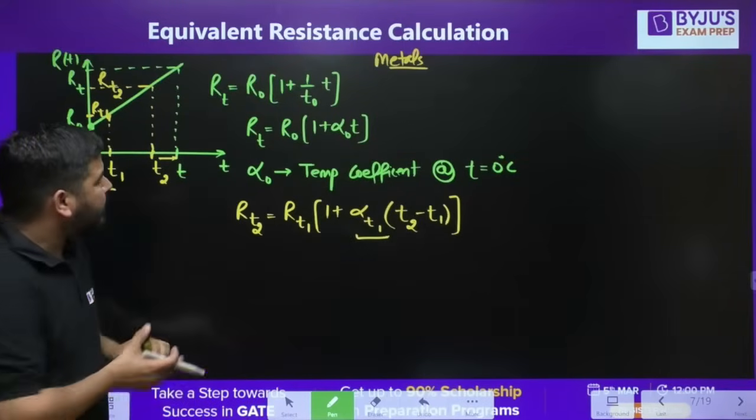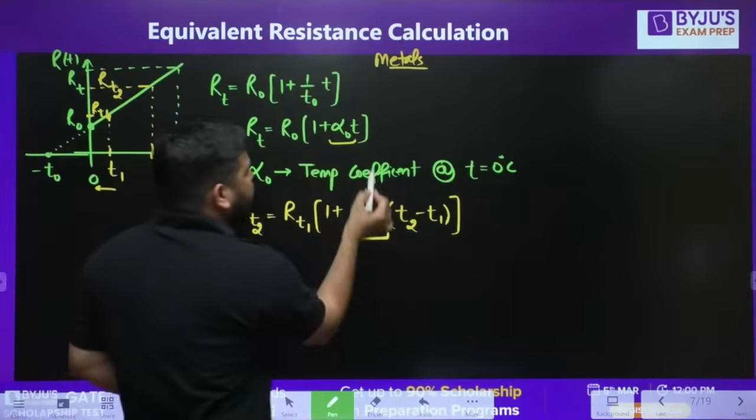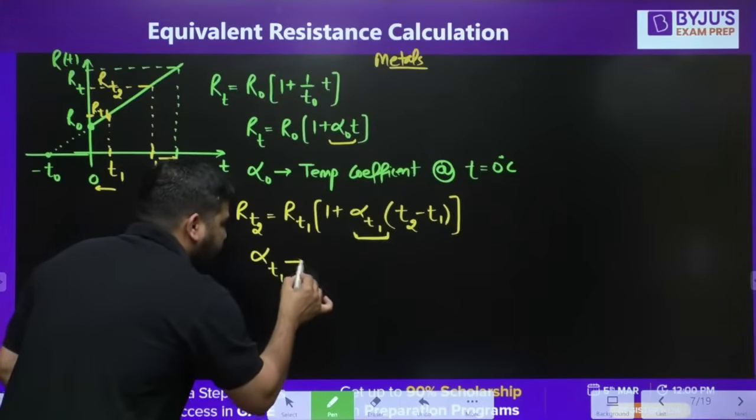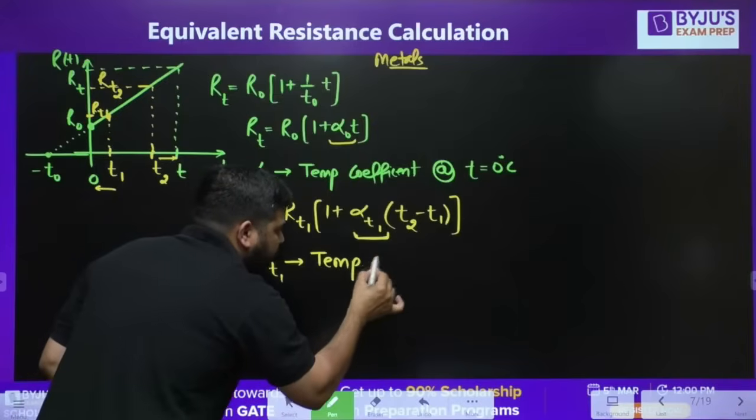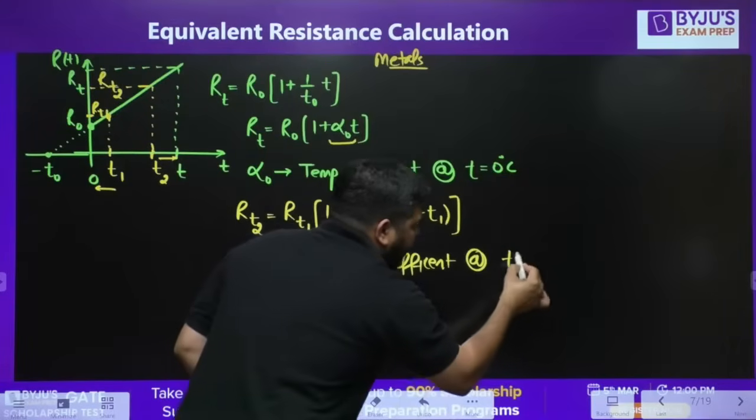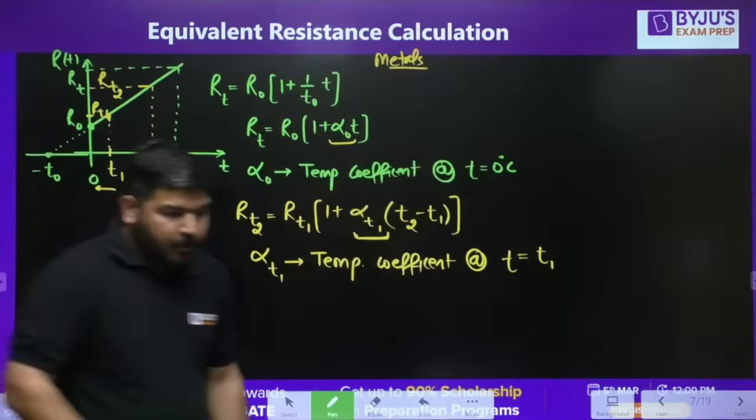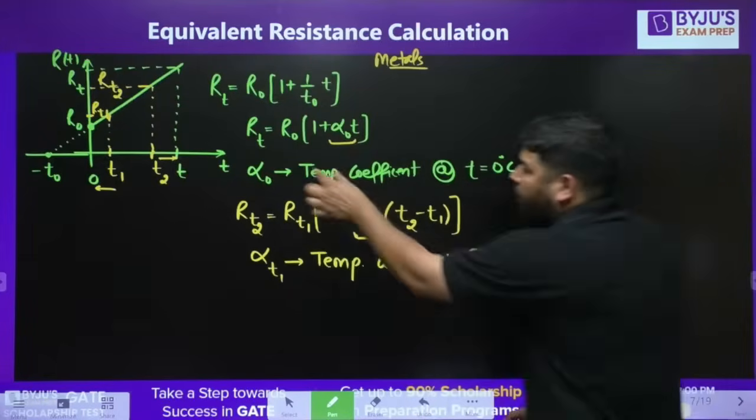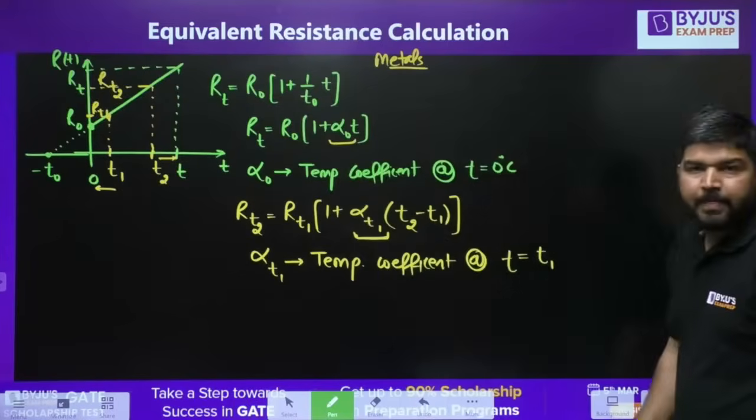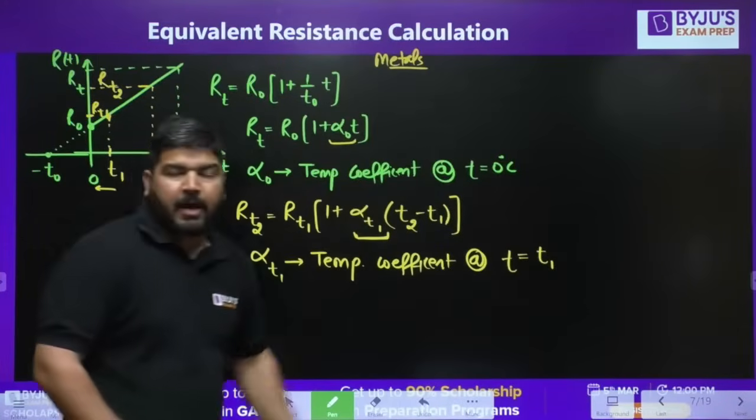Now the problem is this alpha naught and this alpha T1 are not equal. Alpha naught is the temperature coefficient at T equal to 0 degree and alpha T1 is the temperature coefficient at T equal to T1, at T1 temperature. They are not same. We have to calculate the relation between alpha naught and alpha T1, because you cannot put this alpha naught value at this position. I hope it is clear.